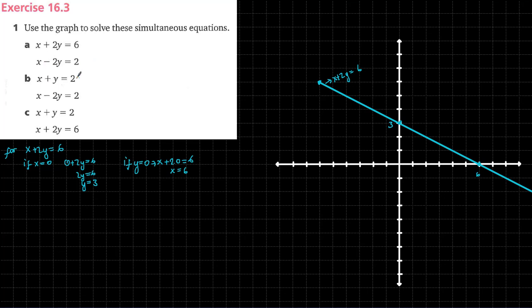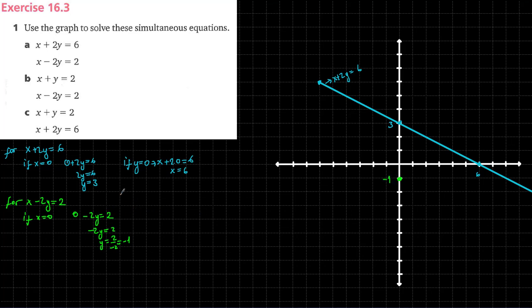The second line is x minus 2y is equal to 2. I'm going to change the color. For x minus 2y is equal to 2, if x is equal to 0 again, then 0 minus 2y is equal to 2, so minus 2y is equal to 2, y is equal to 2 divided by minus 2, which is equal to minus 1. So y is equal to minus 1 is the first point.